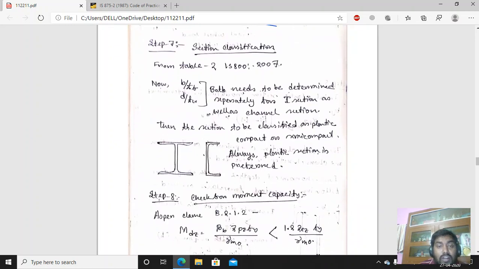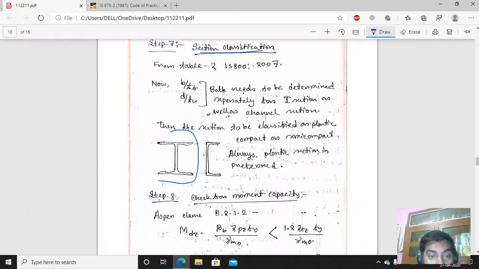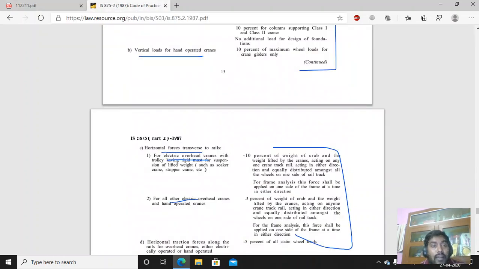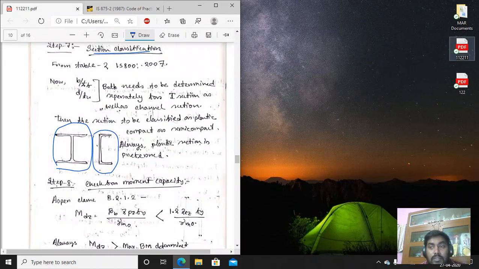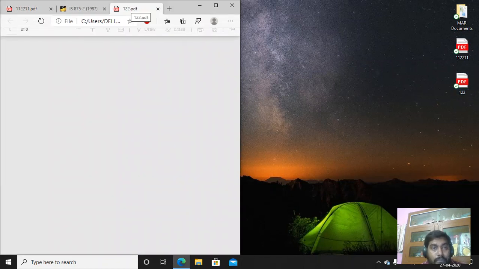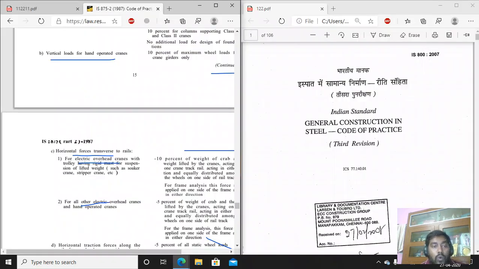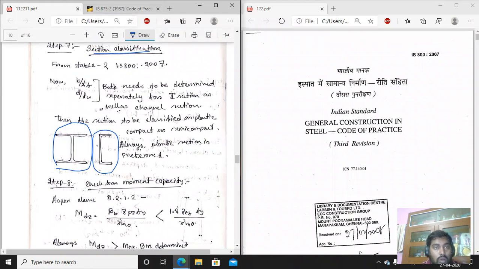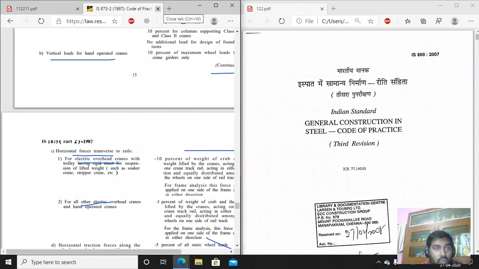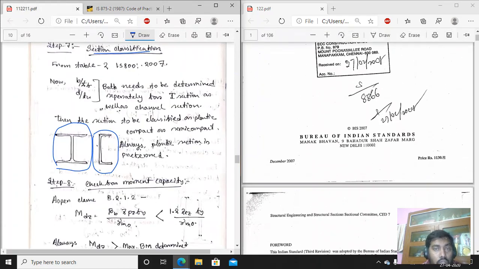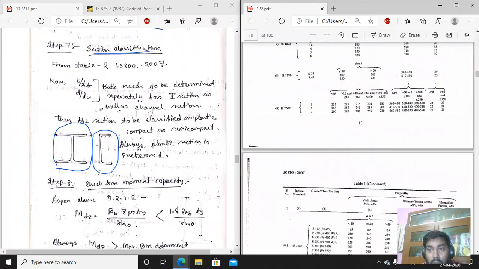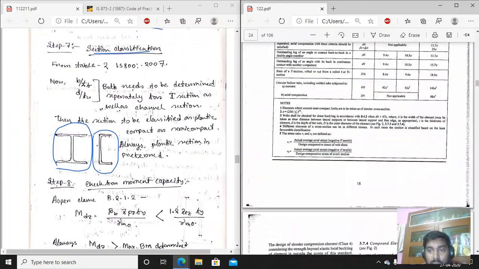Now coming to the section classification. There are two sections, one is an I section, another is a channel section. So section classification has to be done for both of them. Now coming to the code, we will need the use of the code. So let us open the IS code. This is the IS 800. I think you know what is IS 800. Coming to table number 2, let us come to table number 2 here.